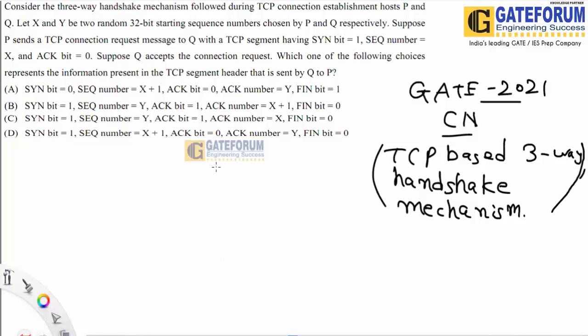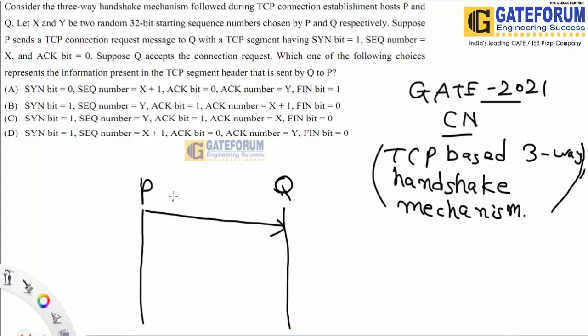Okay, let's try to understand the question first. Consider a three-way handshake mechanism followed during a TCP connection establishment between the hosts P and Q. So basically the hosts P and Q are doing a connection establishment. Okay, let X and Y be two random 32-bit sequence numbers chosen by P and Q respectively. Suppose P sends a TCP connection request to Q with a TCP segment with SYN bit equal to 1, sequence number X, and the acknowledgement bit equal to 0.